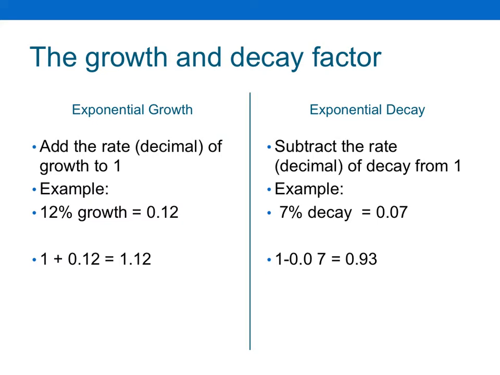So here's how we're going to find our growth and decay factors. For exponential growth, we want to add, as I said. So if we have 12% growth, we add 0.12, so we get 1.12. That's what would go inside the parentheses. Over here, if it's decay, well, now we have 0.93, so we had 7% decay, we subtract 0.07, boom.